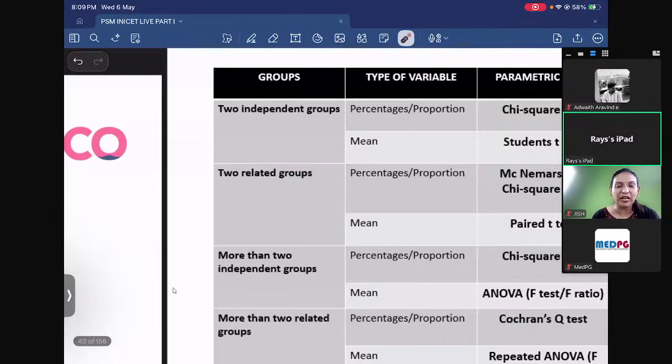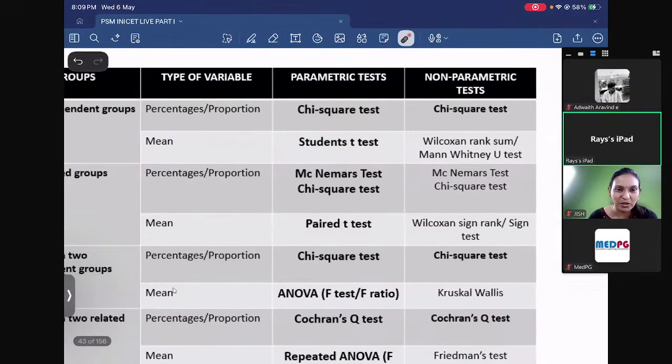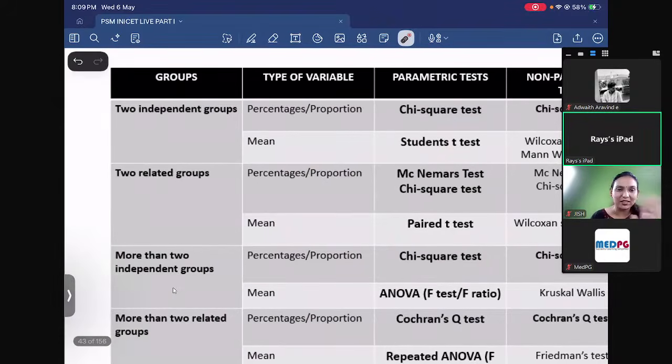If possible, if you have time and if you have already studied this, it's good if you want that extra scoring marks, you can go for the non-parametric test also. But parametric test is mandatory. There is no excuse in that. You are definitely going to get a question.